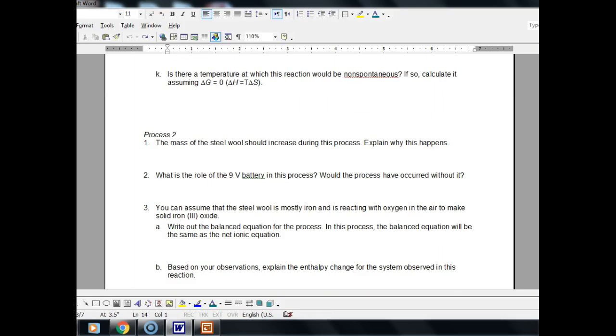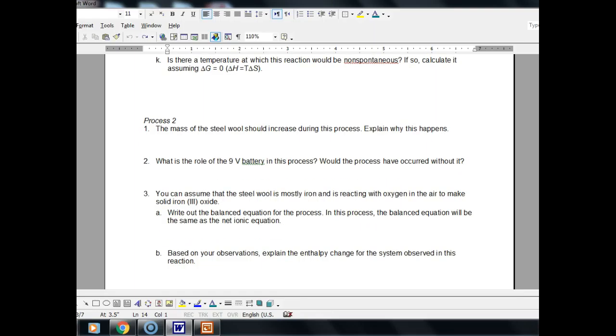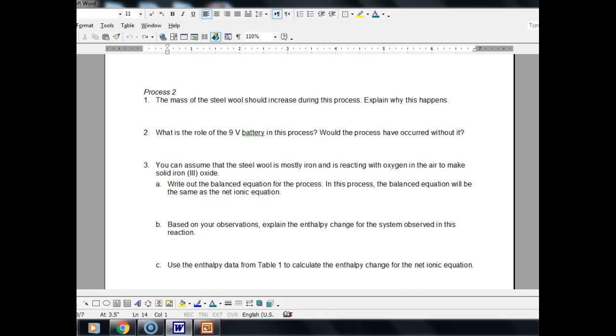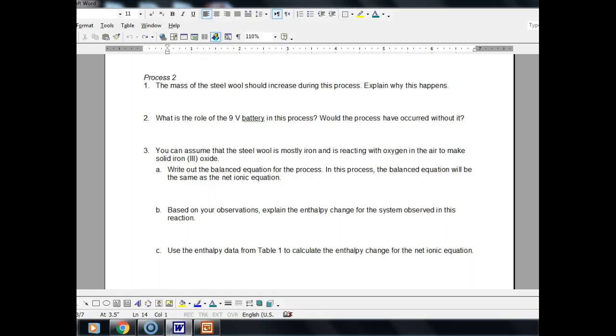Process 2 talks about how the mass of the steel wool should increase. You may have seen that, you may not have. Think about why. What did the 9-volt battery provide? What would not have happened, or would the process have occurred without it? That's for you to tell me.